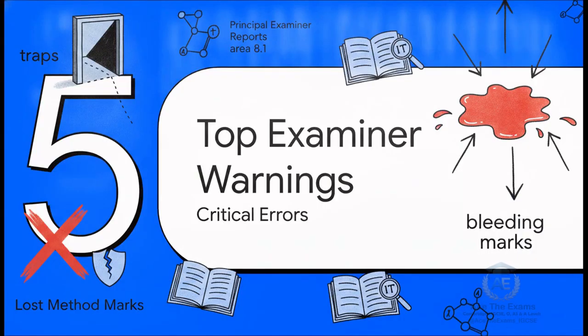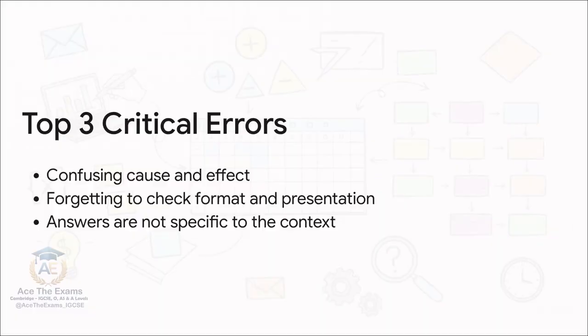Section 5. Top Examiner Warnings. It is time to pivot to the pitfalls and explore the top mistakes directly from the people grading your papers. We have combed through hundreds of pages of principal examiner reports to find exactly where students bleed marks, and it always comes down to these top 3 critical errors.